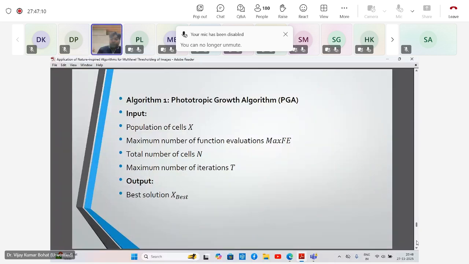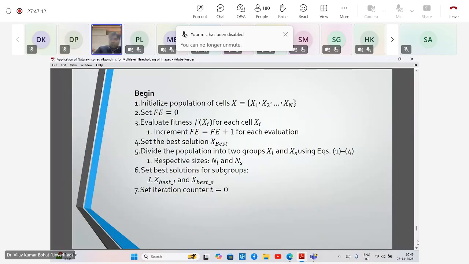After this, we start the initialization. We initialize cells X, the different number of cells we will generate. We will set FE initially equal to 0, iteration equal to 0. We evaluate fitness for each cell. And after evaluating fitness, we increment function evaluation by 1. Function evaluation means how many times you call the fitness function. Okay. After evaluating the fitness values of each cell, we set the best solution as X best.